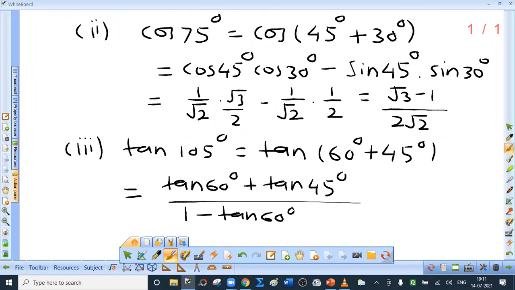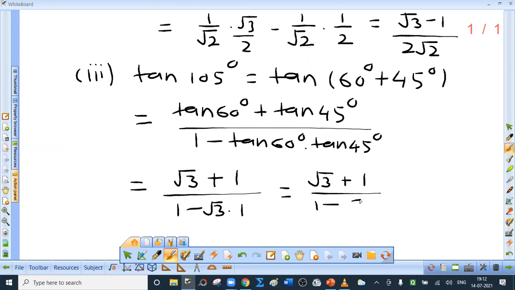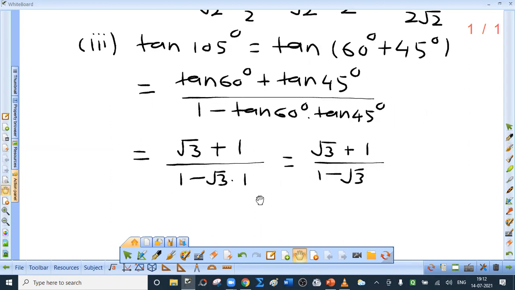Now next is 105, which is what? 60 plus 45. Now you may keep this as it is, or if you want you can simplify this. Now, as per expectation, the tangent ratio is negative because 105 degrees lies in which quadrant? It lies in the second quadrant, so the tangent ratio is negative.